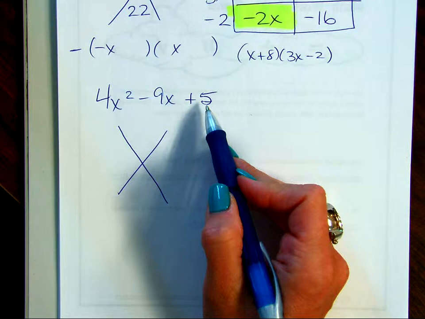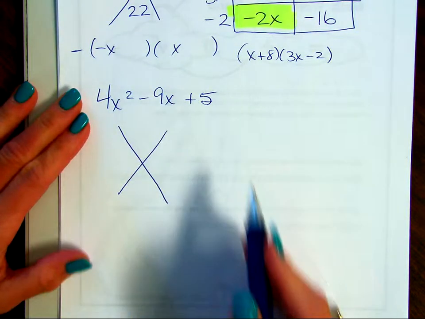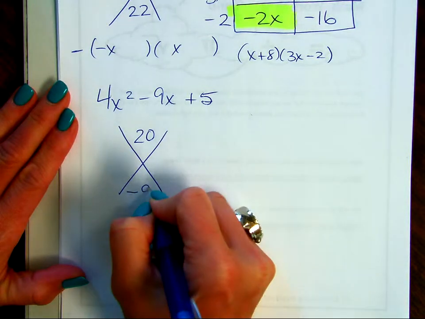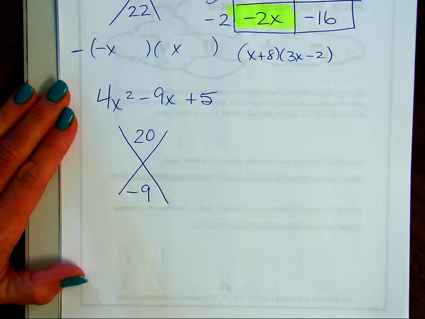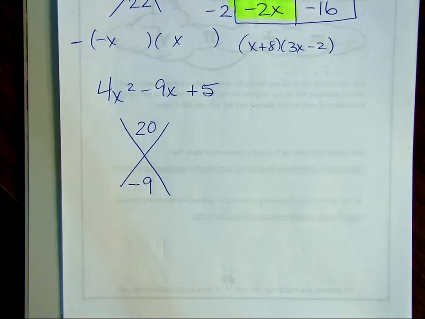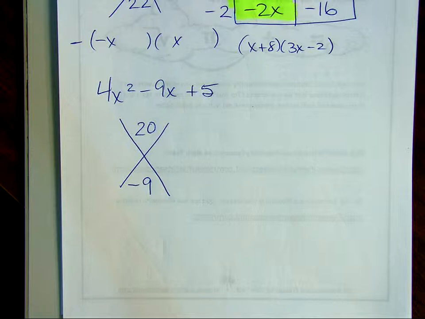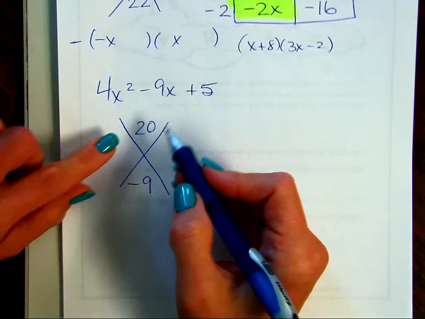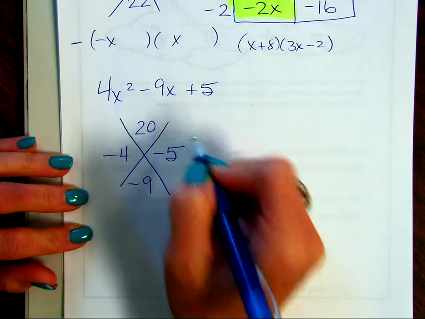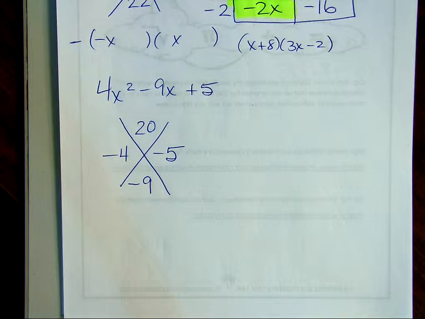X factor. A times C. You don't have to write them out. A times C is 20. B is at the bottom. It's negative 9. I'm looking for two numbers that when I multiply them I get 20, but when I add them, I get negative 9. Negative 4 and negative 5. And here's the thing, you want to add them, not subtract them. So negative 4, negative 5.